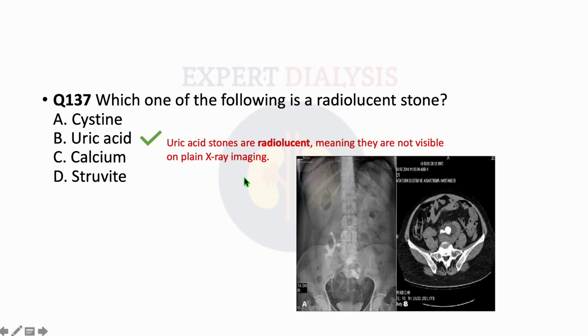Uric acid stones are radiolucent, meaning they are not visible on plain X-ray imaging. Sorry, that was wrong, I said visible earlier. They are not visible on plain X-ray, unlike the radio opaque stones, which you can see here emitting light.